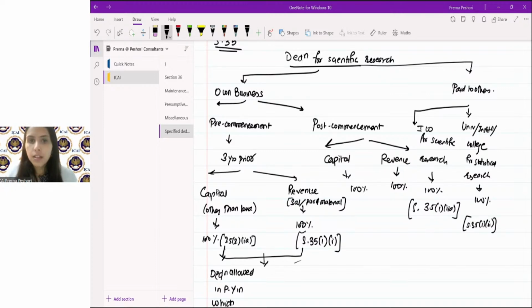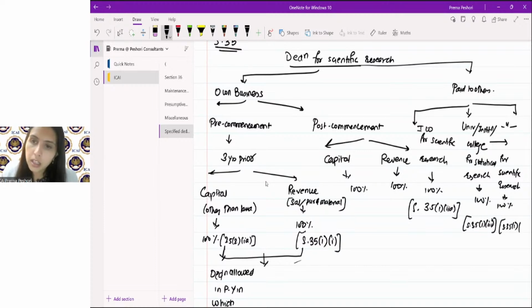Clear? The research may or may not be related to the assessee's business. Clear? Then, if the amount is paid, sorry, this is 35(1)(3). Then, amount paid to the university for scientific research. So, university for scientific research, again, this will be 100% under section 35(1)(2). Clear?